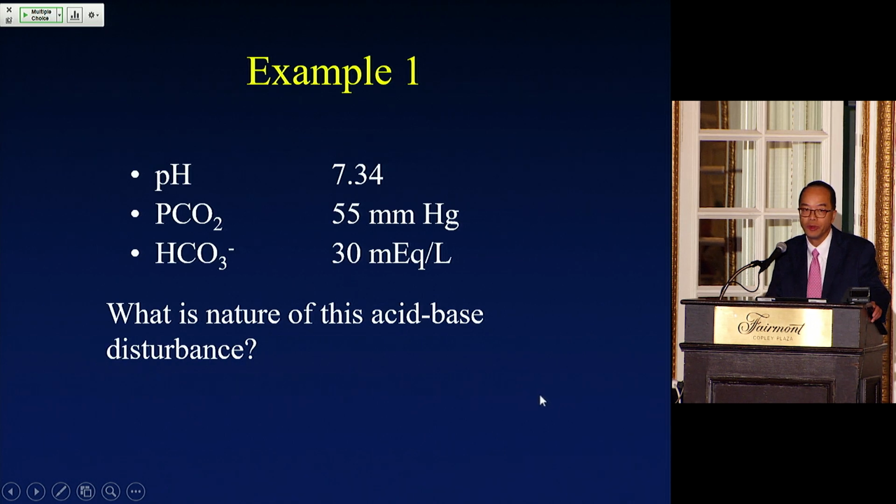So here are a few very simple examples just to hammer home this point. Here's a patient with a pH of 7.34, so the patient's acidemic. The PCO2 is elevated, so it could be a respiratory acidosis. The bicarb is elevated, so it's not a metabolic acidosis. In fact, the elevation of bicarb is an appropriate compensation if this were a primary respiratory acidosis. So this could be consistent with a pure primary respiratory acidosis.